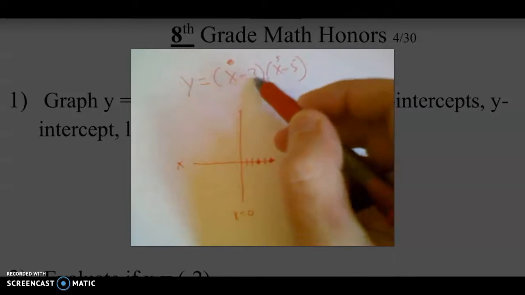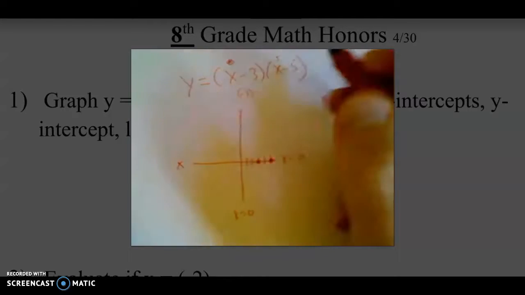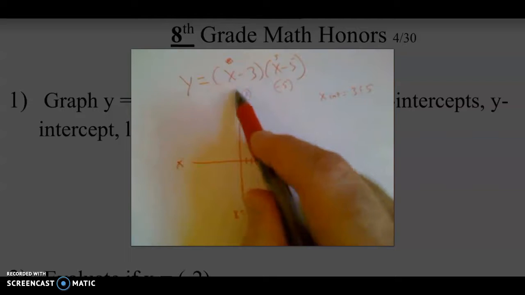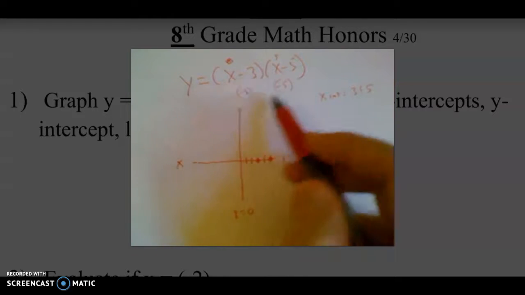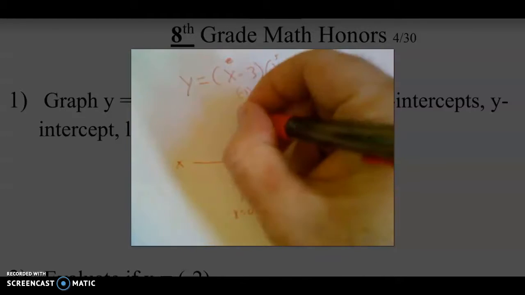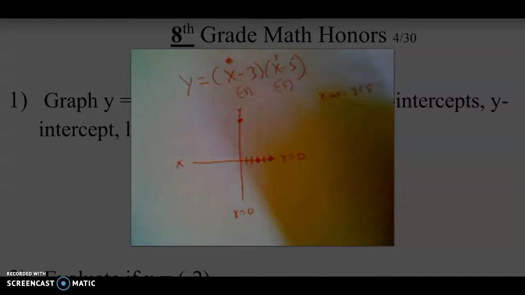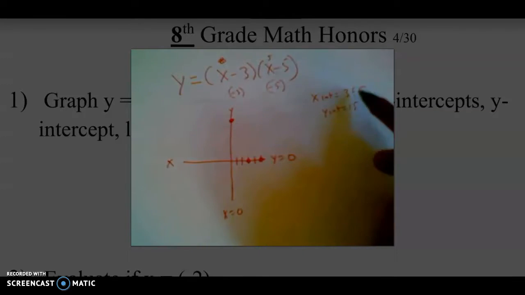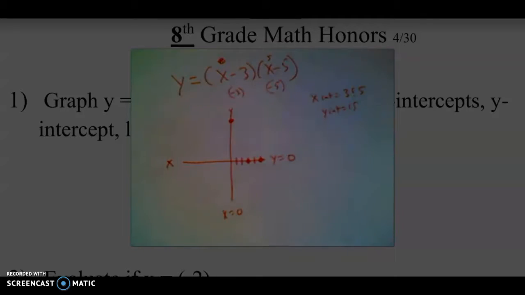So 0 minus 3 is negative 3. 0 minus 5 is negative 5. And of course, you multiply those together. So you get a positive 15. That, let's just put that up here, is going to be the y-intercept. So y-intercept is 15. Notice in a quadratic, a lot of times you get two x-intercepts and one y-intercept. Not always two x-intercepts, but usually, at least for now.